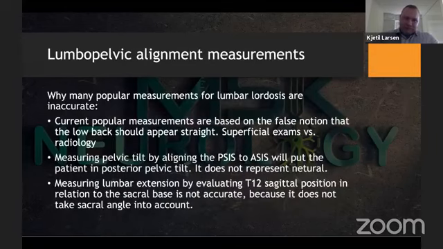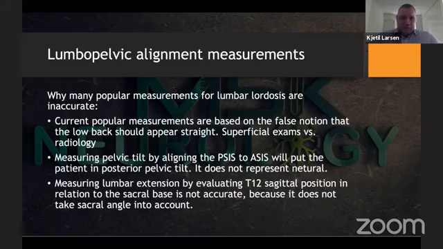Lumbopelvic alignment. So we will discuss now a couple of common measurements that are made in the lumbar spine, and I will discuss why, in my opinion at least, they are often inaccurate. And if we have inaccurate measurements, then we can correct the patient's posture and they will still not get better or even get worse. So first of all, to have an appropriate correction, we need to know the pathomechanism.